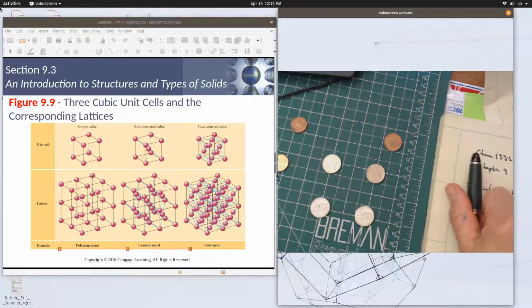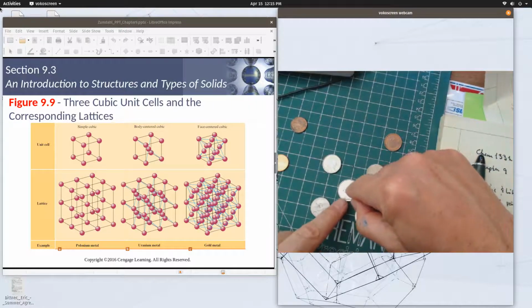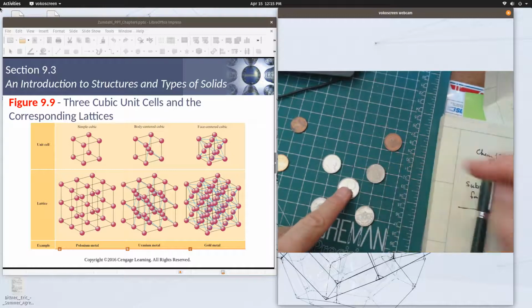Now if I had another nickel, okay, it's not a nickel, it's a quarter. It's a Canadian quarter. I just got back. I was in Canada recently, so I have a bunch of these.